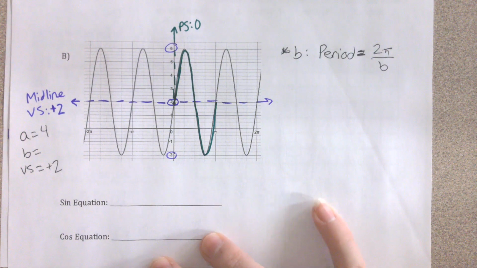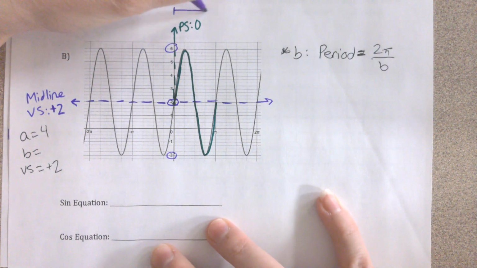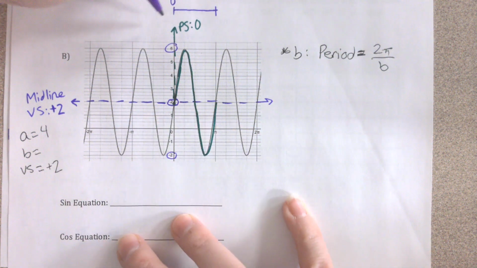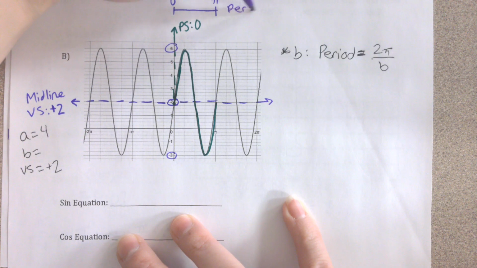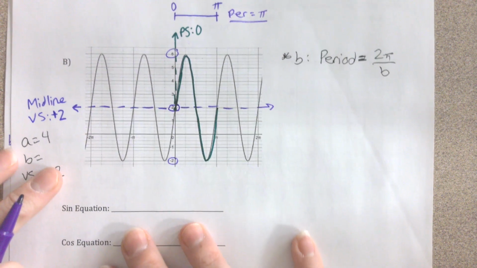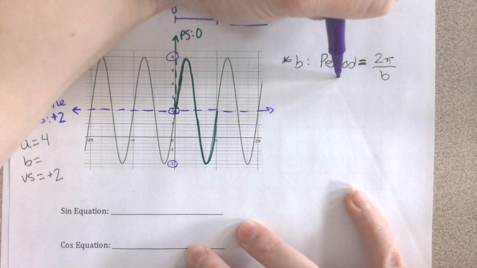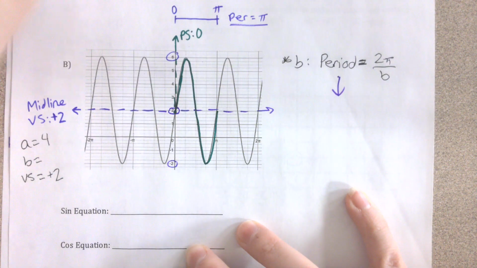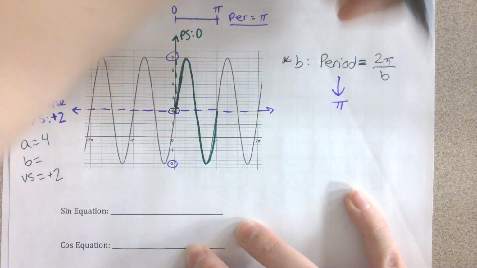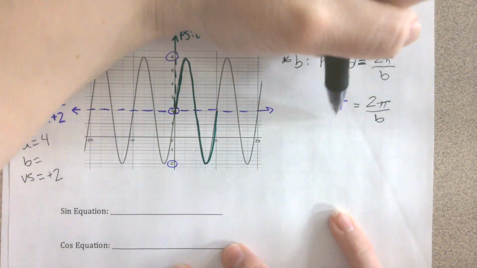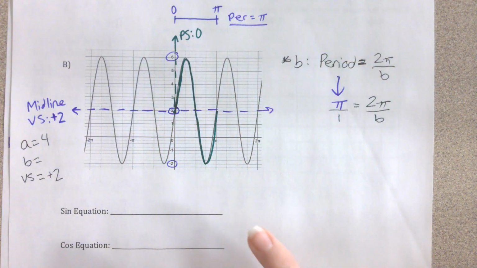Since I have room, I'll go ahead and write it out. So our period, our curve, goes from 0 to pi. So from 0 to pi, that's a distance of pi. Period is pi. So we can jump right into solving here. Period is pi. We have pi equals 2 pi over b. To solve, I'm going to drop a 1 under the pi and cross multiply.